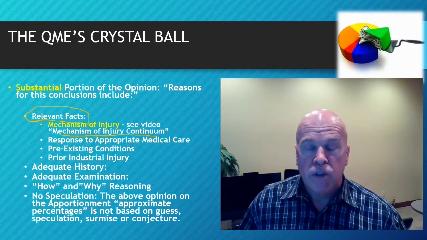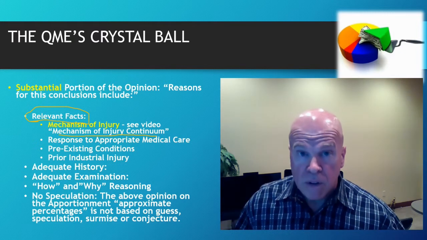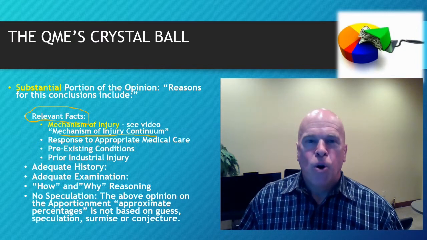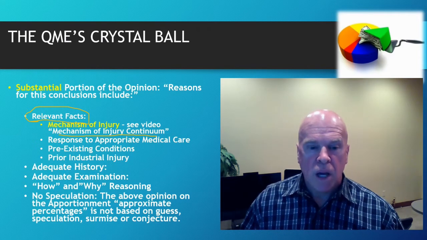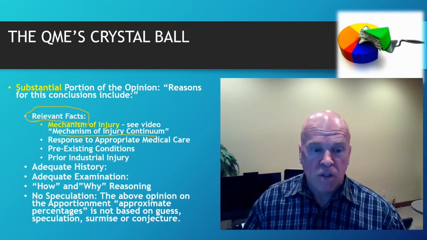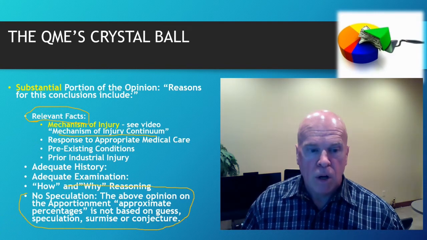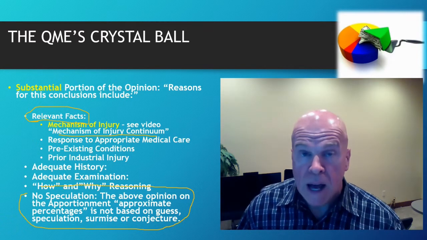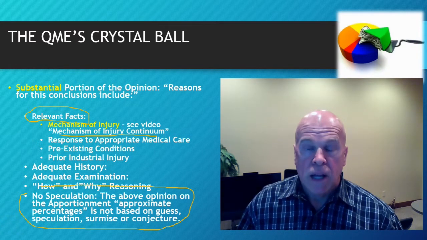And when you review your apportionment approximate percentages, you should confirm to yourself that no portion of your reasoning is in any way based on guessing or speculating. This serves as a final check and balance for you to confirm that your opinion rises to the high and lofty ideal of substantial medical evidence.